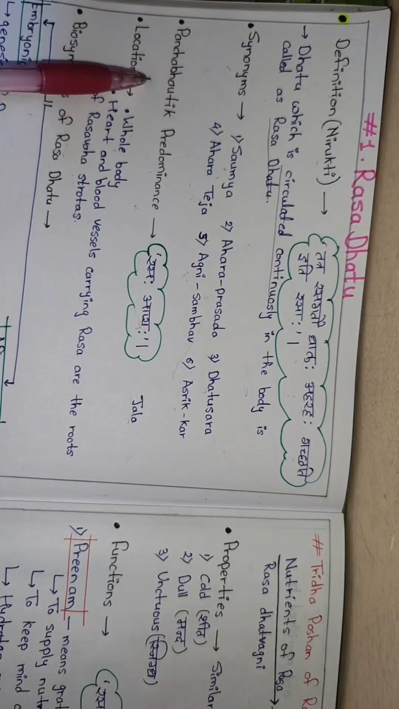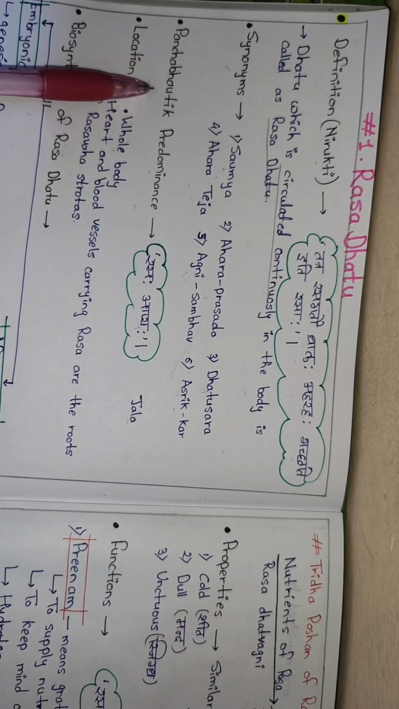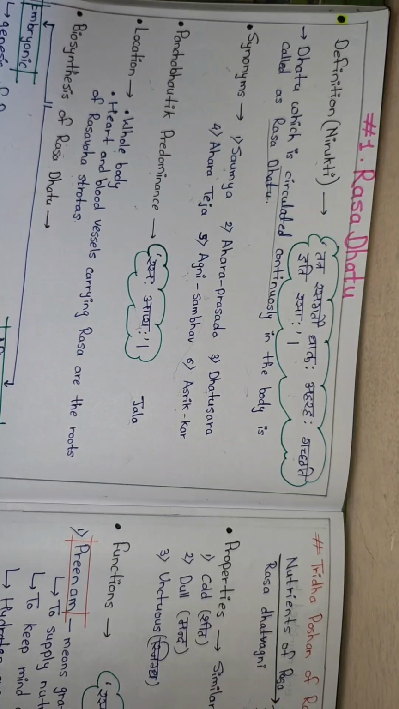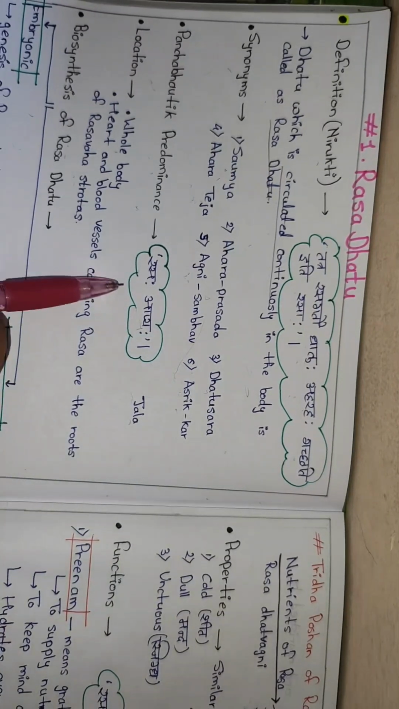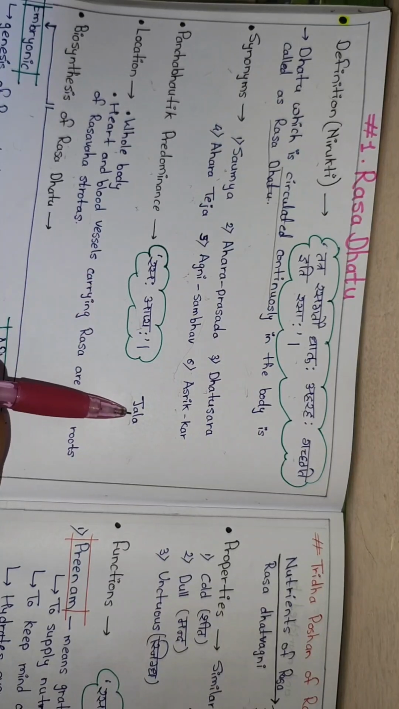Now we'll see the panchabhautik predominance. In this, we know that the nature of rasa dhatu is fluid. So fluid nature itself indicates jal predominance. So rasaha apyaha, jal predominance.